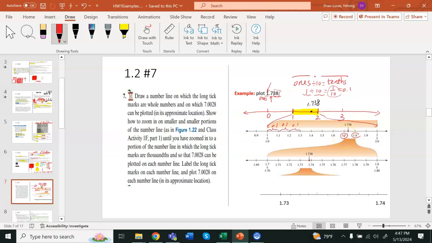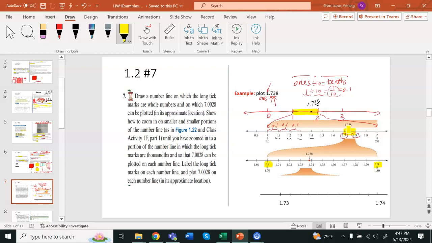It's not the exact spot, because in order to plot it, we don't have the tick marks. The next digit is 3, which means 3 hundredths, and we don't have any tick marks for hundredths. Right now, these tick marks are for the tenths. So we need to zoom in on this little interval. Again, ignore the rest of it. We just need this little section from 1.7 to 1.8.